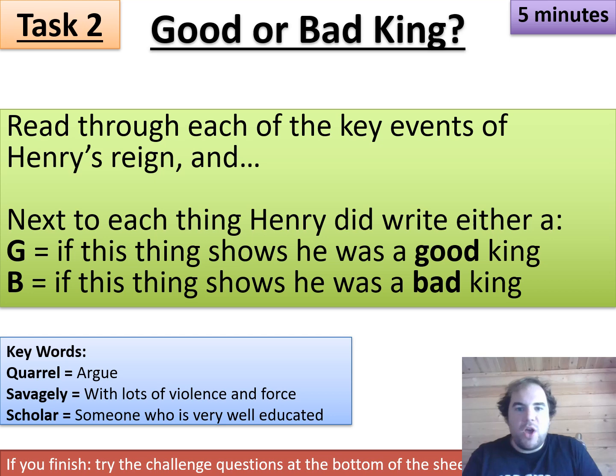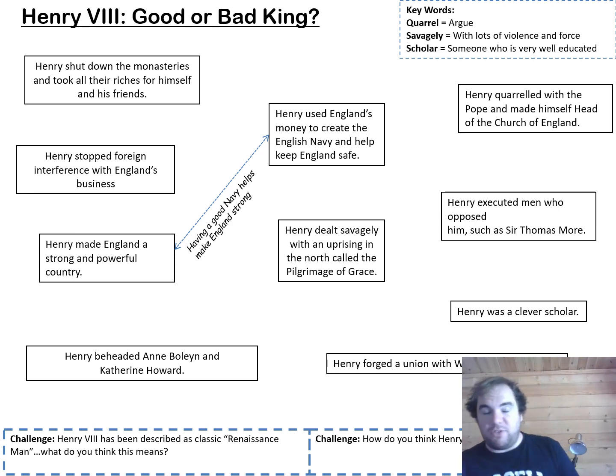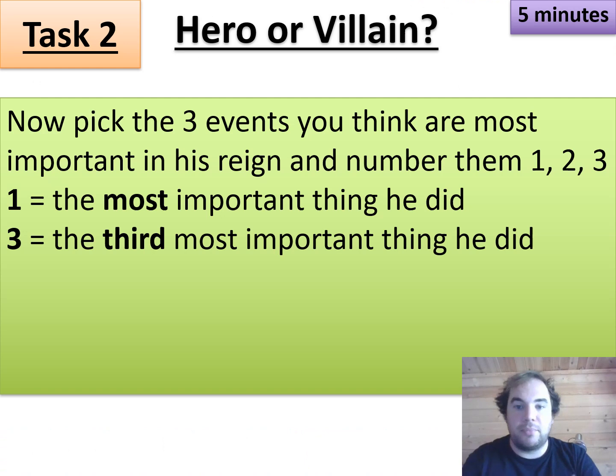To start off with, you need to look at the worksheet, which looks something like this, and you just go through the boxes. Ideally, if you can, print it off, or if you're doing it on PowerPoint, just add to each box either a G or a B. G meaning good, B meaning bad. These are all key events that happened in Henry VIII's reign, and you need to decide whether his actions in these are in line with what makes a good king back then.